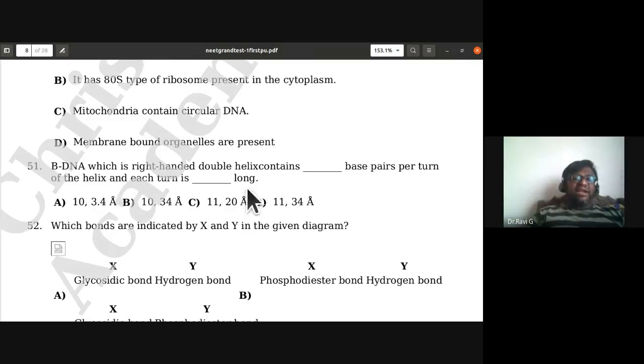B-DNA, which is a right-handed double helix, contains dash base pairs per turn of the helix, and each turn is dash long. B-DNA, that is B-oriented DNA, which is a right-handed double helix, contains how many base pairs per turn? It is going to be 10 base pairs. And if it is going to be multiplied, but in our textbook it is given in nanometer. 1 nanometer equals 10 to the power of minus 9 meter.